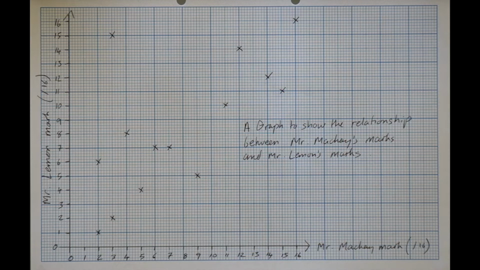Both myself and Mr. Lemon marked a sample of 16 essays, giving each one independently a mark out of 16, and we plotted my marks against Mr. Lemon's marks on this scattergram. And you can see that there is a fairly good agreement between us on the marks out of 16 for each essay, although not a perfect agreement. And so this is a reasonably strong positive correlation, although not a perfect correlation.